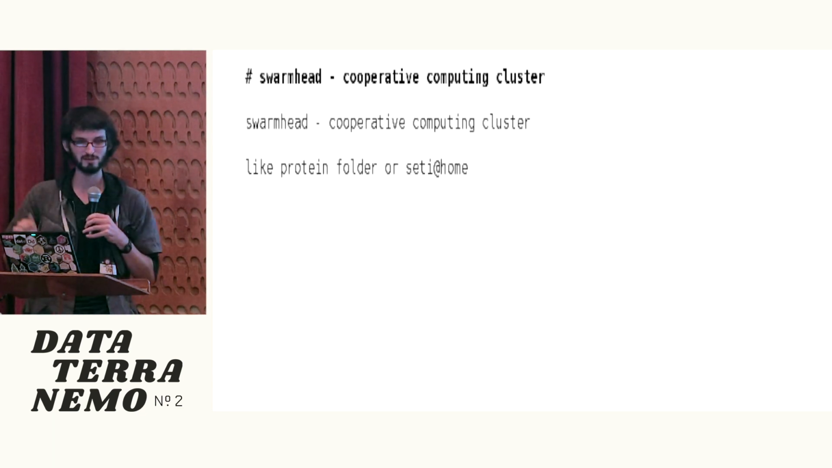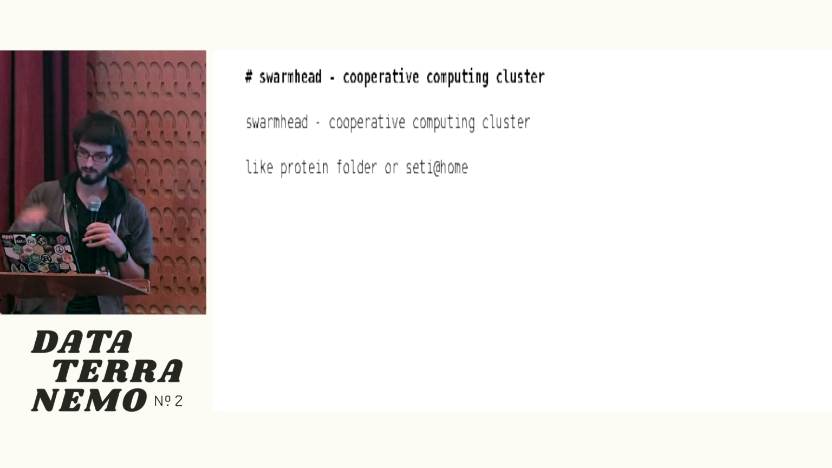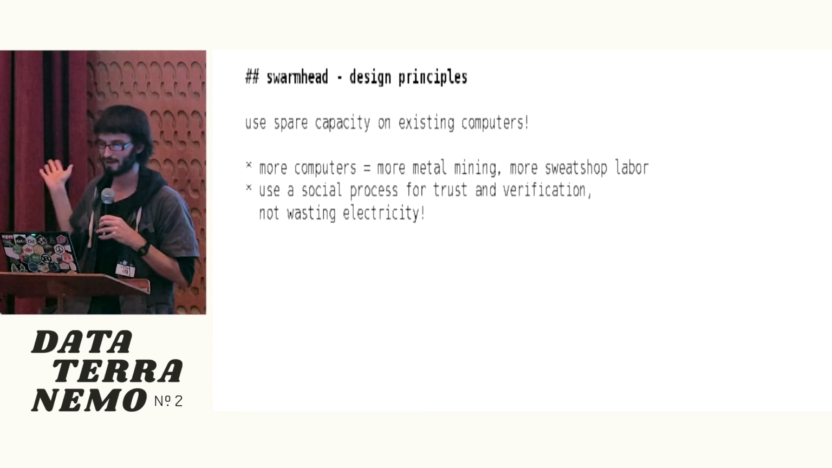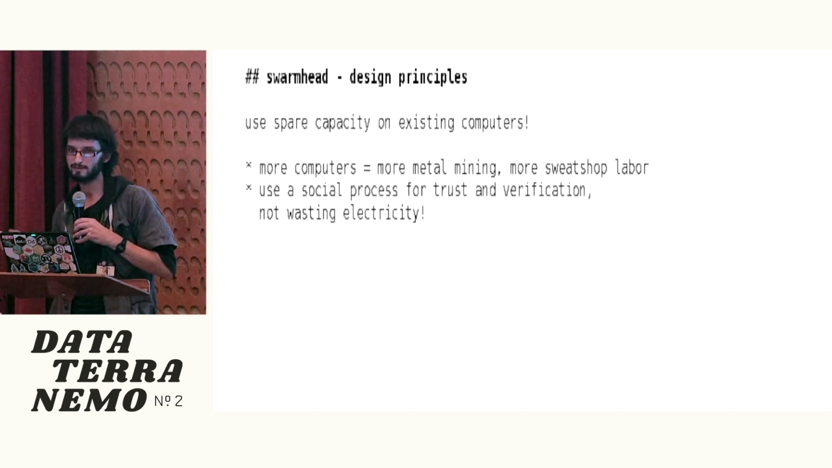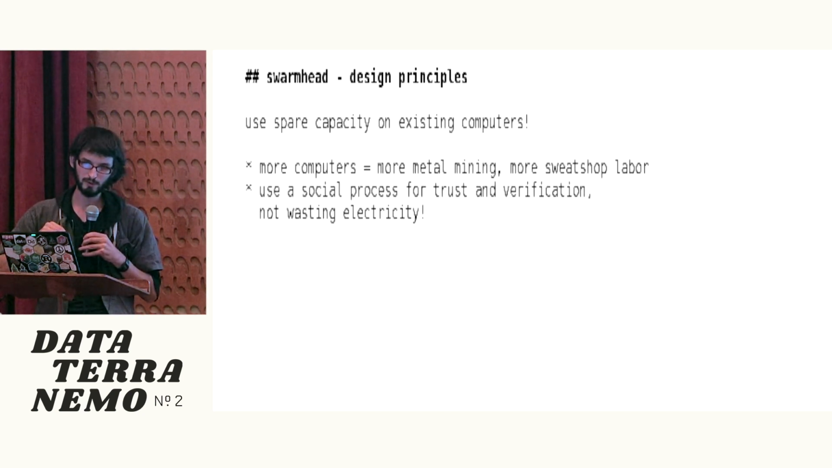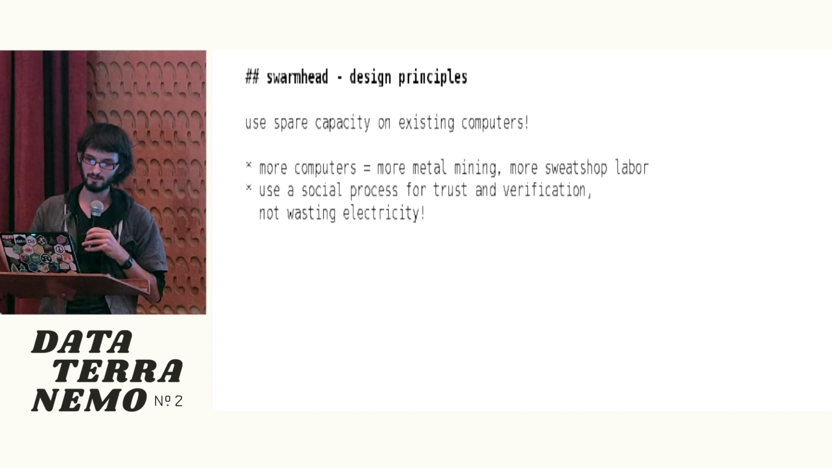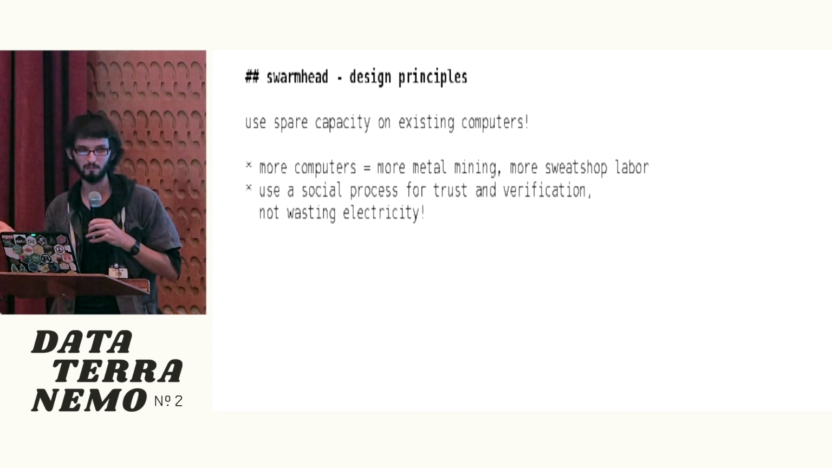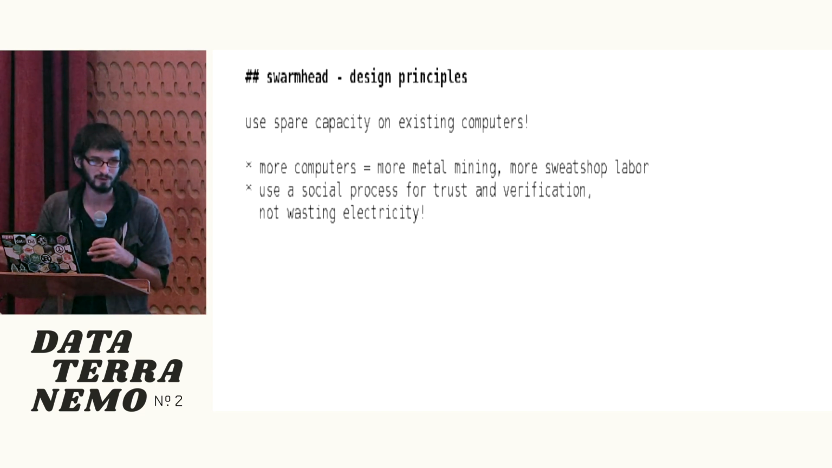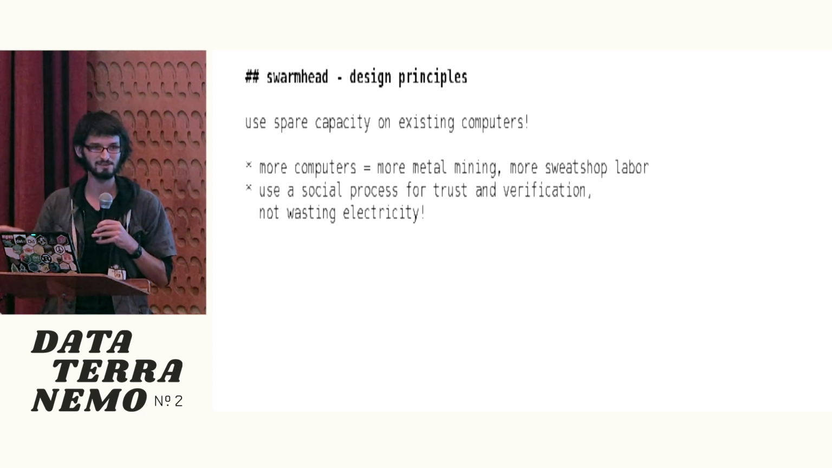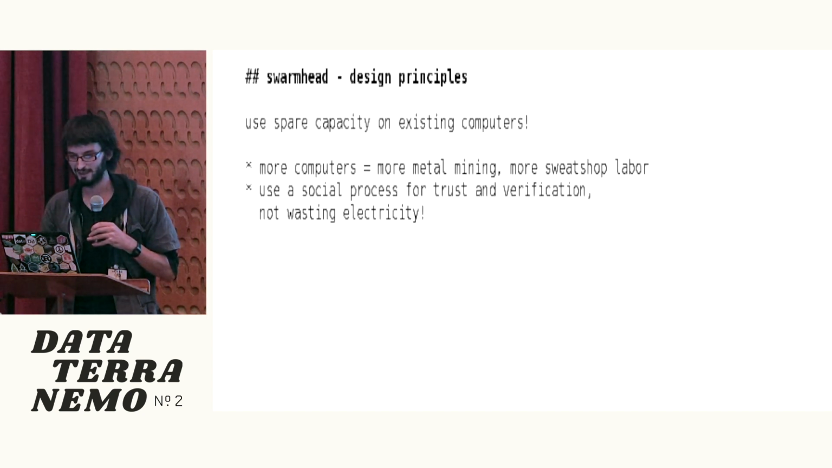So this is a project that I've been working on as part of Peer Maps called Swarmhead, which is just that. So I really think it's important that we consider using capacity on computers that have already been made, because more computers means more mining and more extraction and more sweatshop labor and just, we have enough computers. I don't think we need any more. Like, let's just use the ones that we've got, actually.